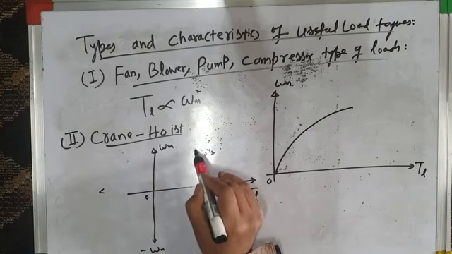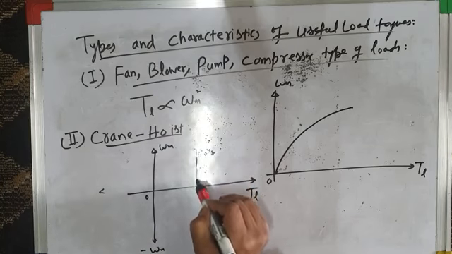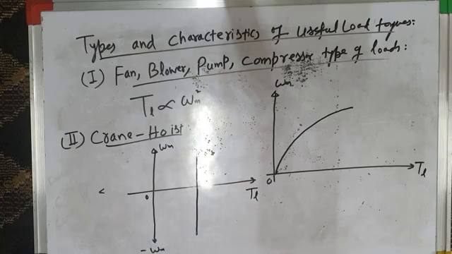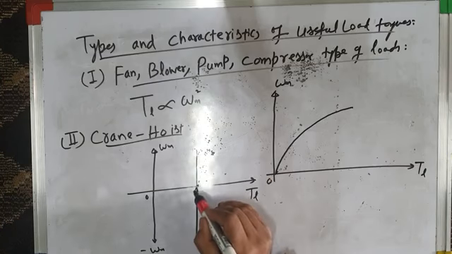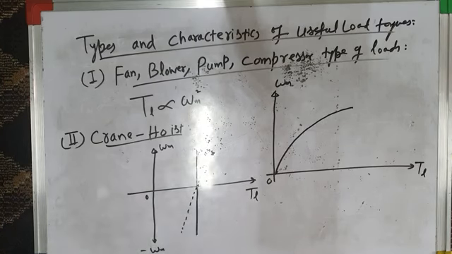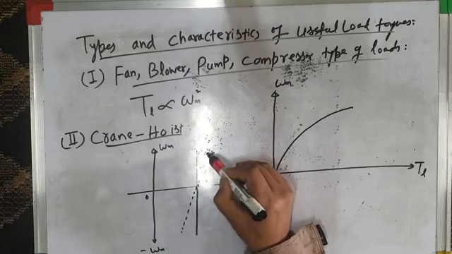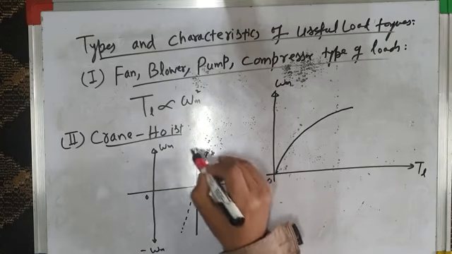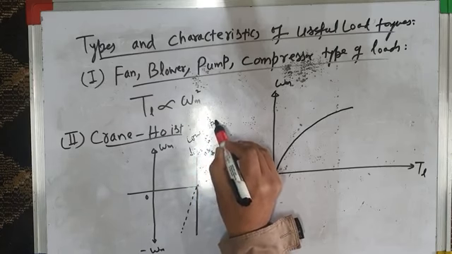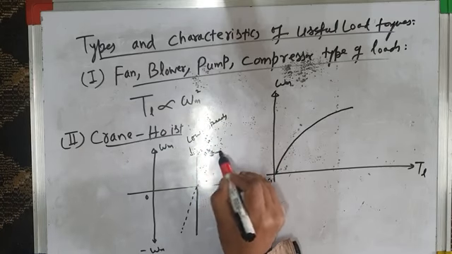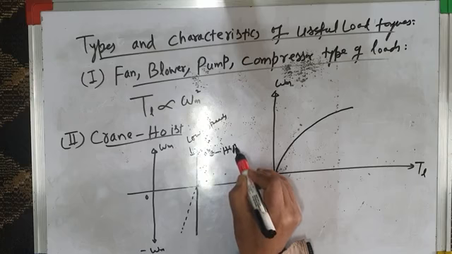So it has constant torque as far as low speed cranes or low speed hoists are concerned. But for high speed cranes or high speed hoists, the characteristics are given by this dashed line. So this is for low speed operation, low speeds, and this characteristic is for high speeds.